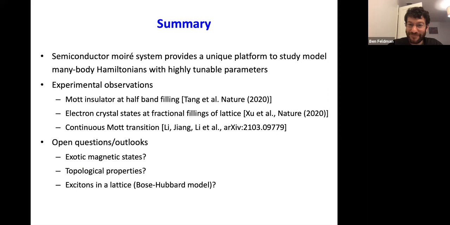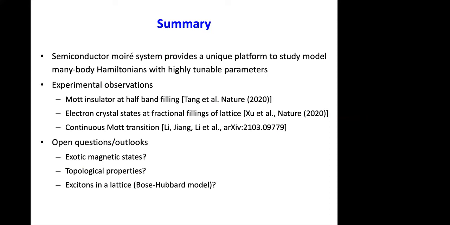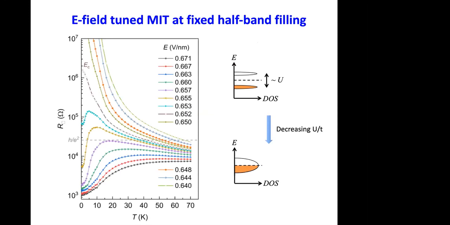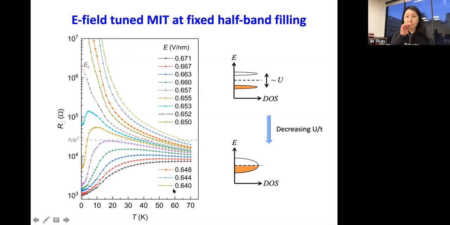Could you go back to the slide with the data from the metal insulator transition? Yeah, there. So near that, there seems to be non-monotonic behavior. Yes. Is there an explanation for that?